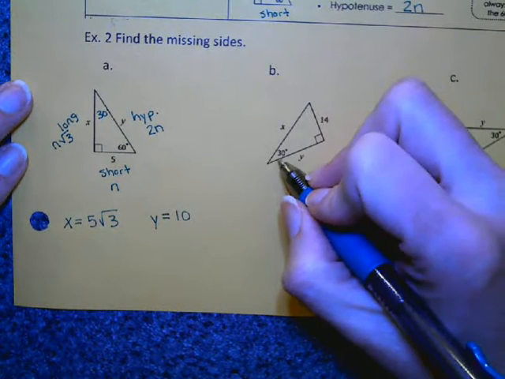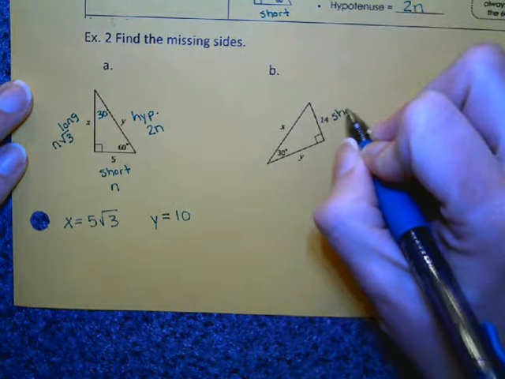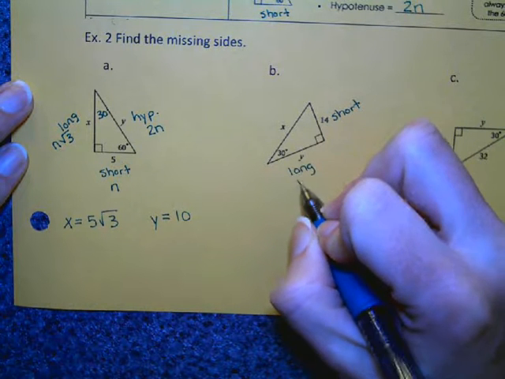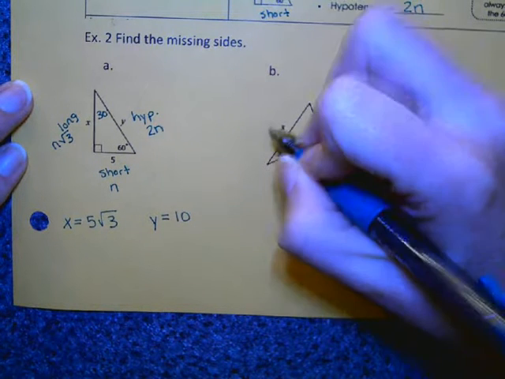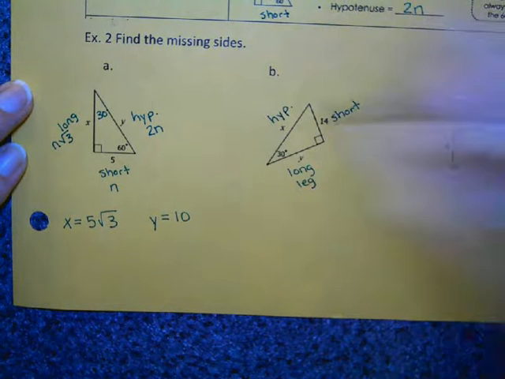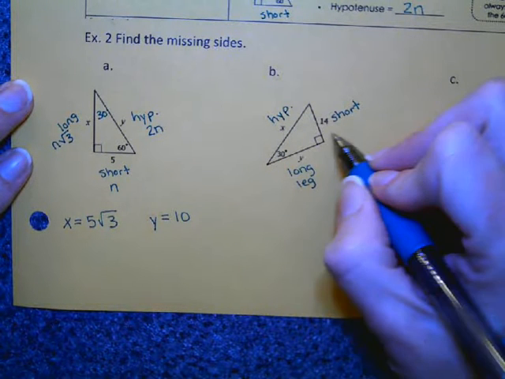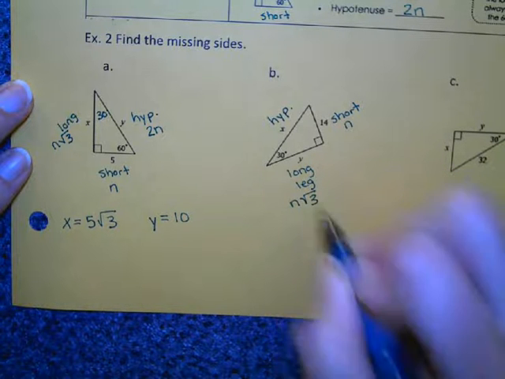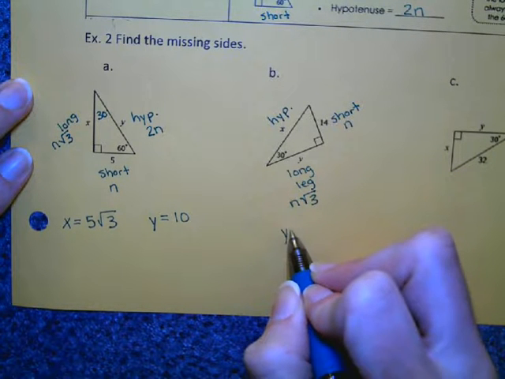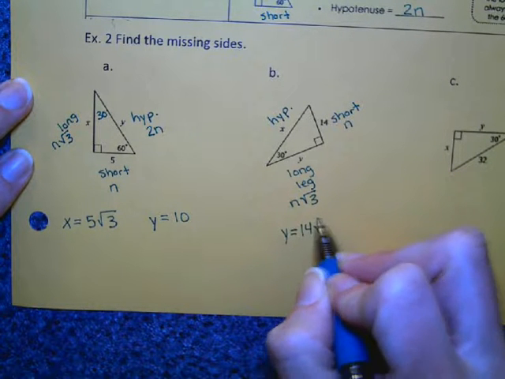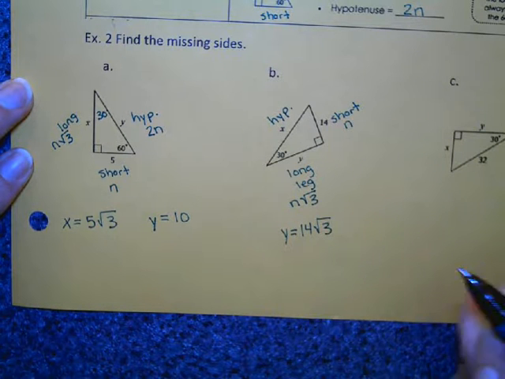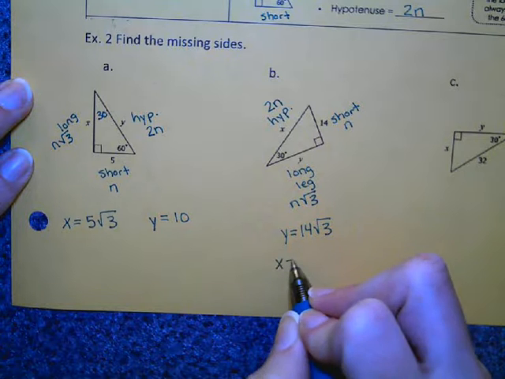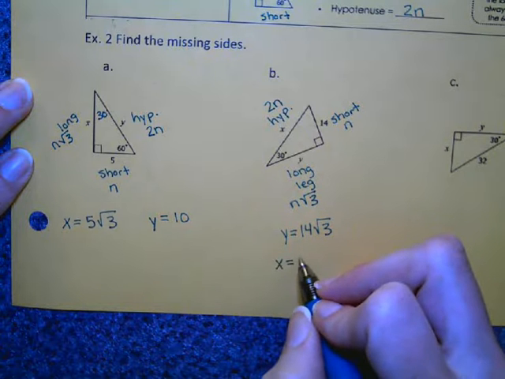Let's label the next picture. Opposite the 30 degrees is considered the short side. Then we have the long leg. And then we have the hypotenuse. So if our short side is the n, and your long leg is n square root of 3, y would equal 14 square root of 3. Your hypotenuse is twice the n. So x equals twice 14. 14 times 2 would be 28.